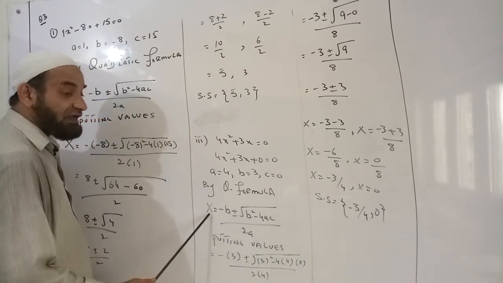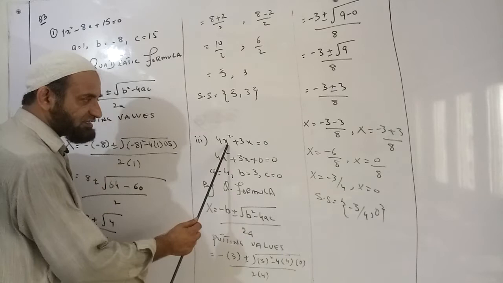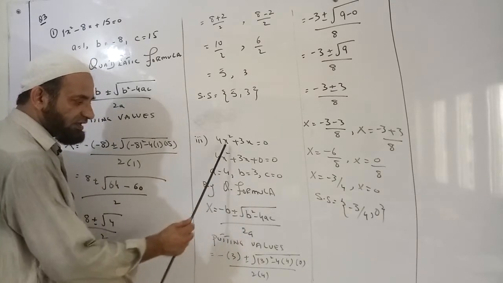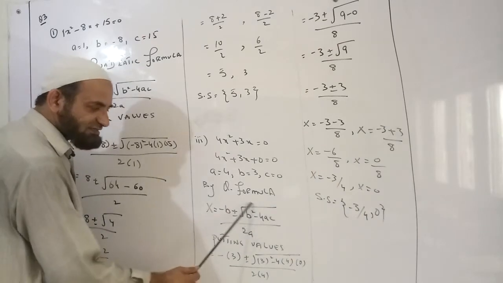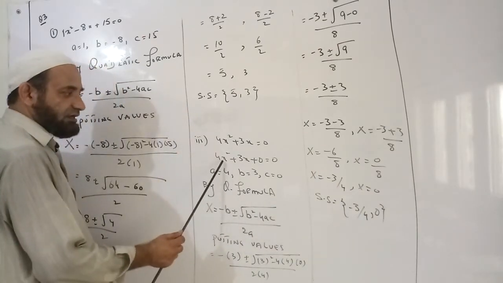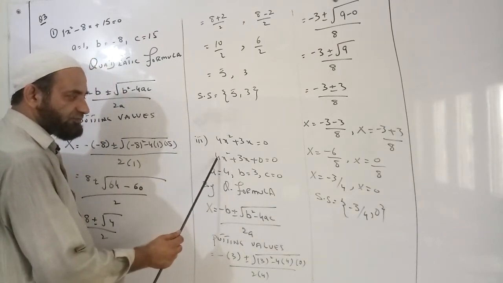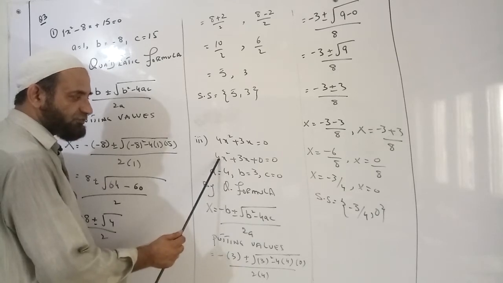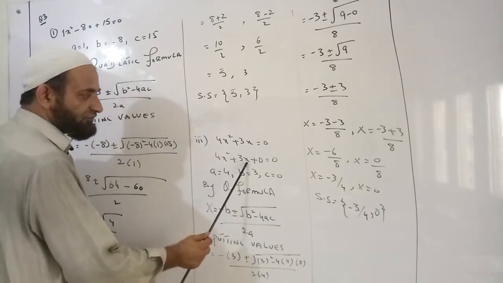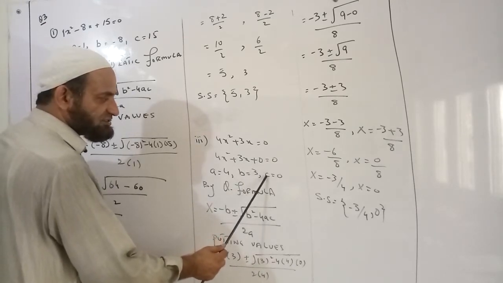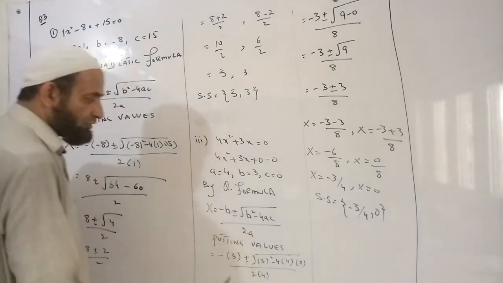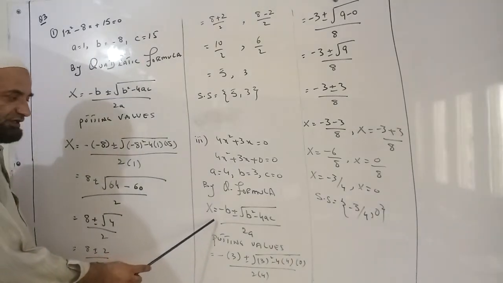Why have I written x here? Because in the question there is x. If in the question it is y, we write y. If in the question it is z, we write z. The formula is the same as it is. Here the coefficient of x square is 4, therefore the value of a is 4. The coefficient of x is the value of b. And the last constant number is c, which is equal to 0. Now we apply the quadratic formula.